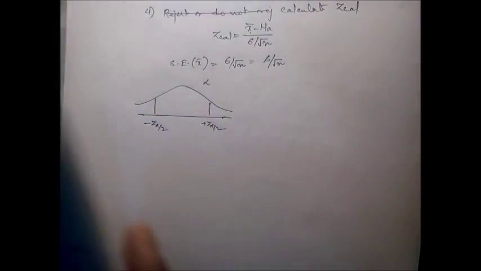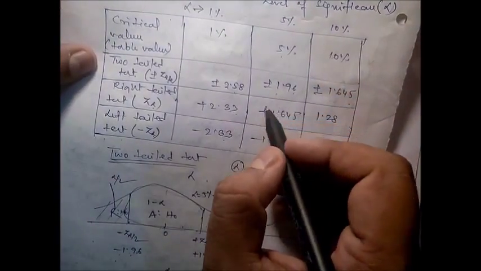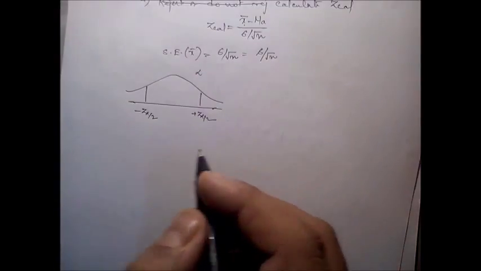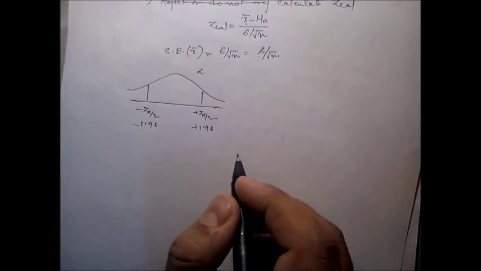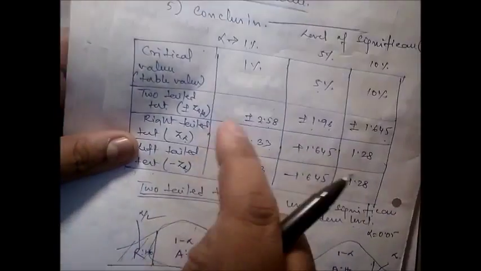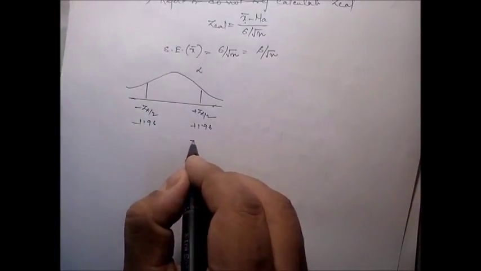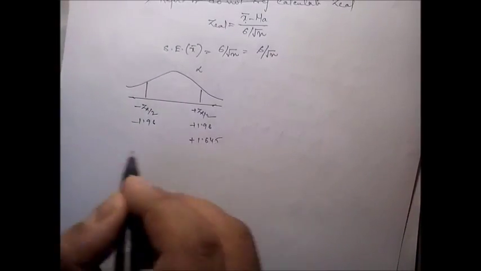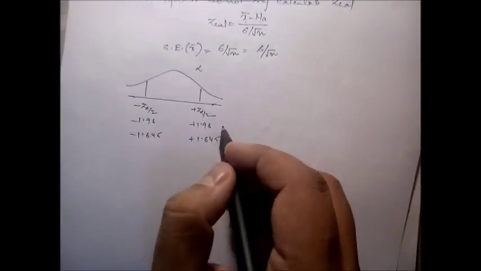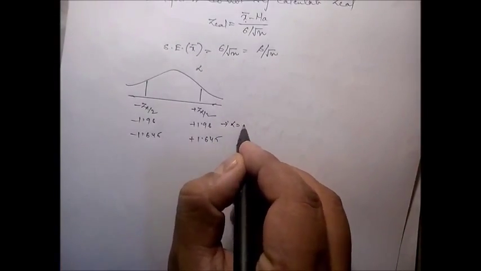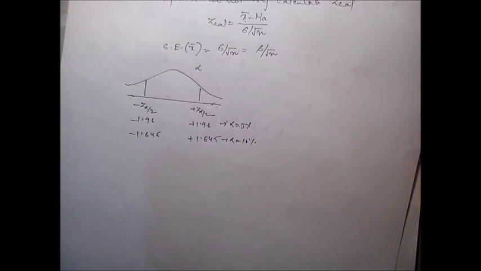Now you can see here, for a two-tailed test, if it is 5% significance, then it is plus minus 1.96. So here plus 1.96, here minus 1.96. If it is 10%, then it is plus minus 1.645. So plus 1.645, minus 1.645. You have to decide on any one: here if alpha is equal to 5%, here if it is 10%.